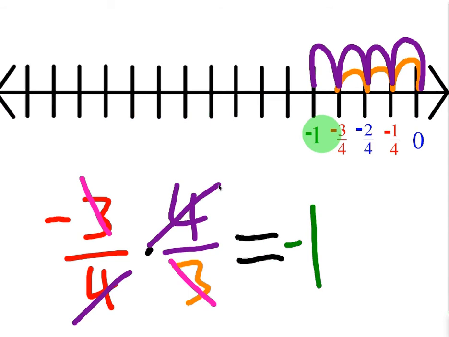Therefore, in this particular example, both the 3's canceled, and the 4's canceled, and therefore we were left with only the negative sign, and of course 4 divided by 4 is 1, so anytime you cancel both, you actually end up with a 1, not a 0.